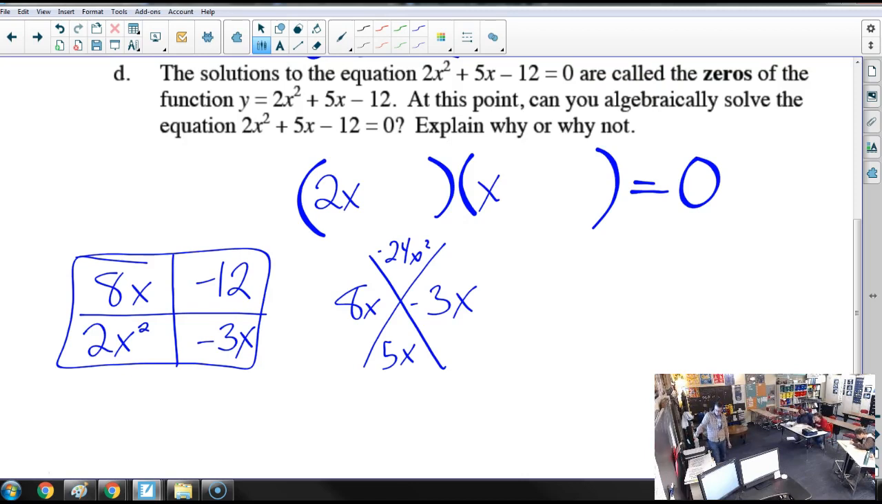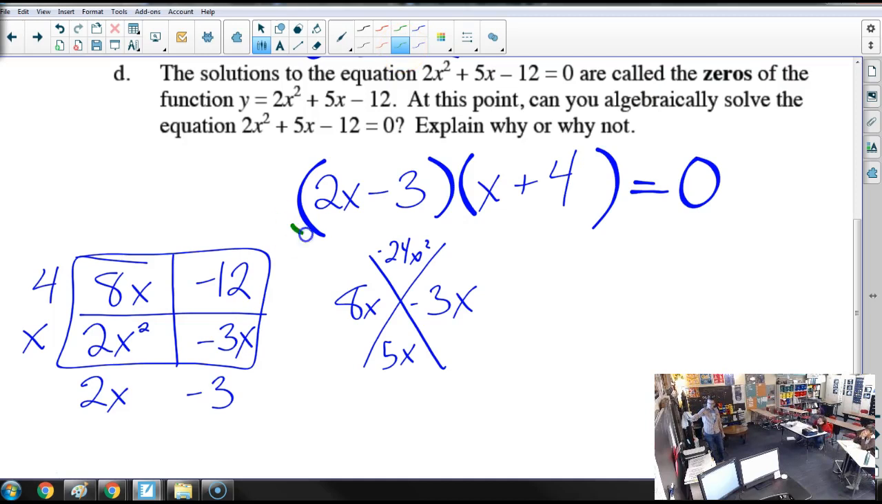So that would make this 4, which makes this easy, which makes sense. So our 2x should have -3 with it, and our x should have +4 with it. Now be careful though, algebraically, I'm going to write this out even if we remember it.